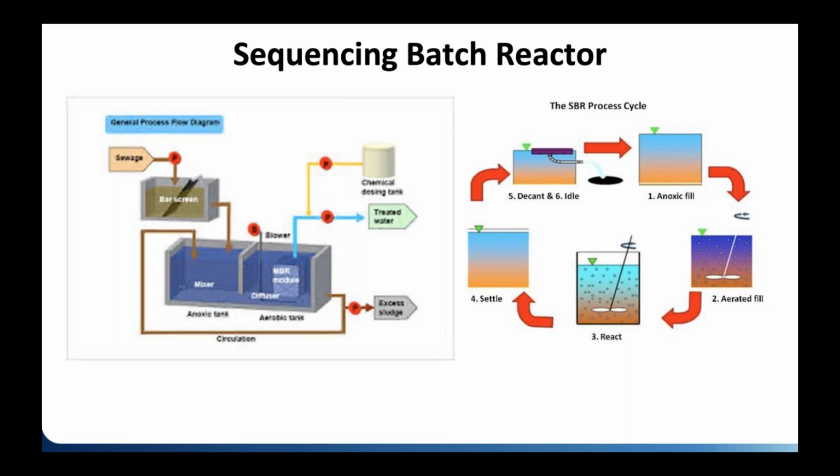And there's lots of different ways to do this process, so this is just kind of generalized. And then at the end, they have it sit and they let all the solids settle, and then they pull that decant off the top. So really what you have here is a primary clarifier, aeration basin, and secondary clarifier all in one basin. So it's kind of cool.